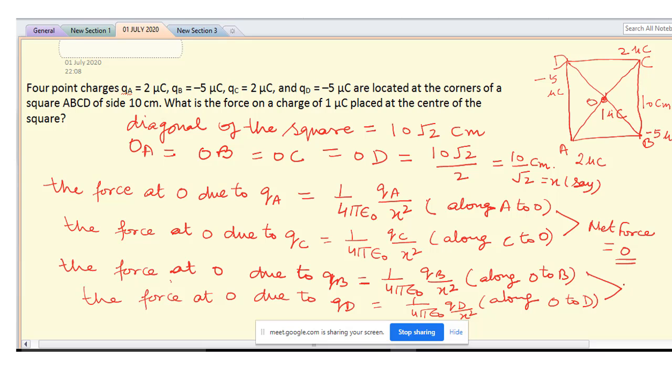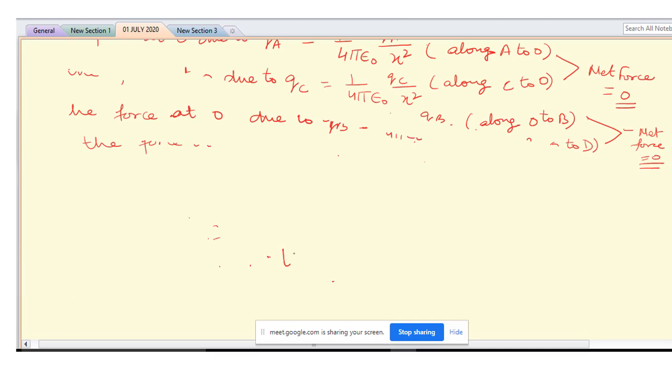The resultant of these two forces, net force, is 0. Therefore the net force at O is 0. This is the answer. Clear?